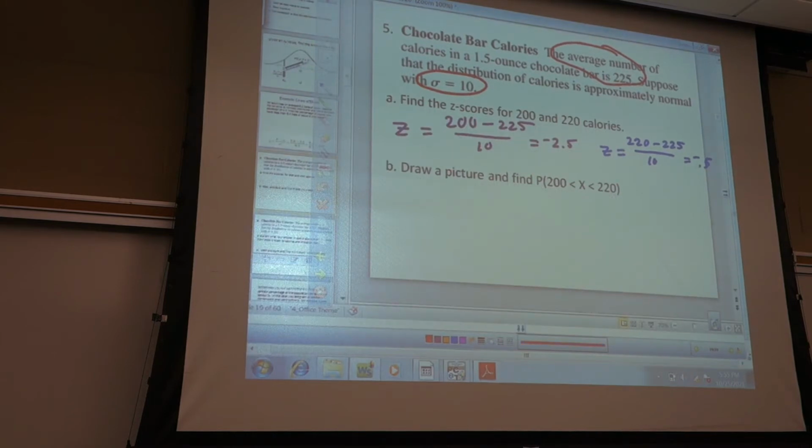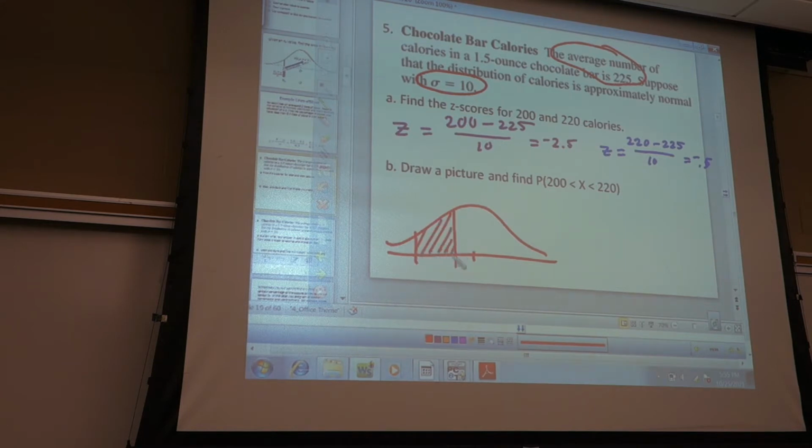Make sure that you do your value minus the mean. That way, if it's below the mean, it's negative. If it's above the mean, it's positive. Then draw a picture and find your probability. So here's my picture. Draw a hill, line, little mark. Negative 2.5 and negative 0.5. They're both on the left, so make two little lines on the left, shade between them.